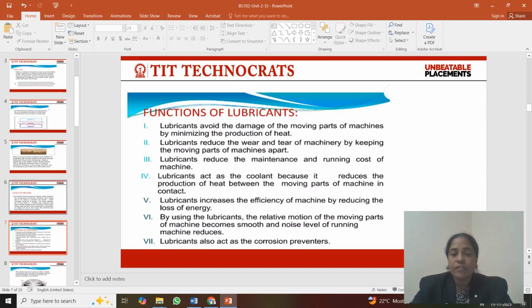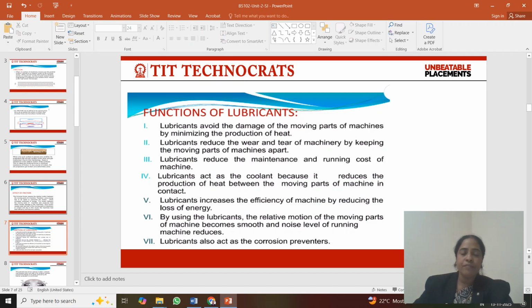The third important function of lubricant is that it reduces the maintenance and running cost of the machine, because lubricant acts as a coolant, controlling the absorption of extra heat, and it also reduces the production of heavy heat in between the moving parts of the machine that come in contact during the working stage.